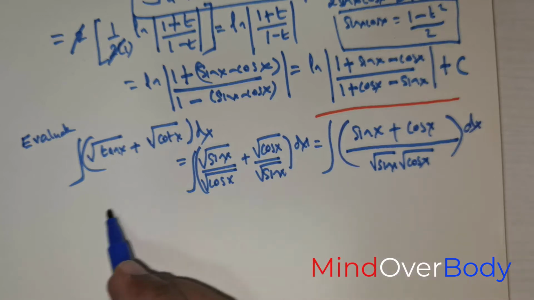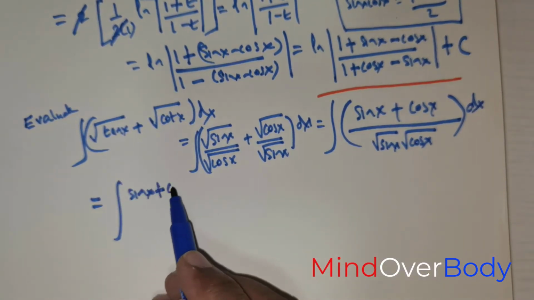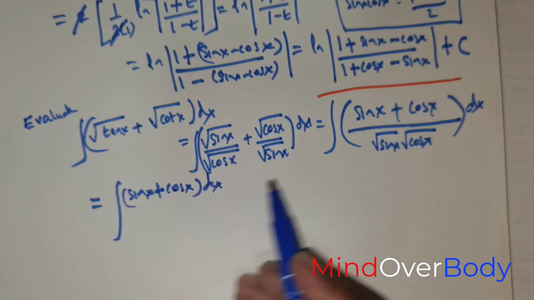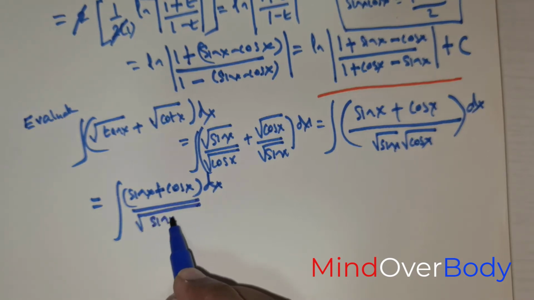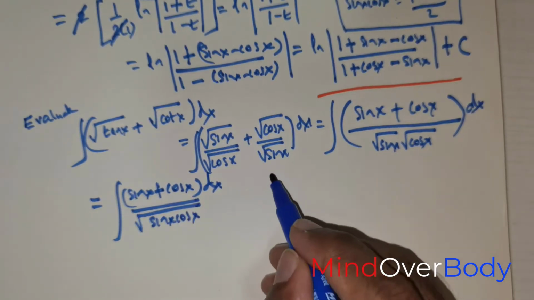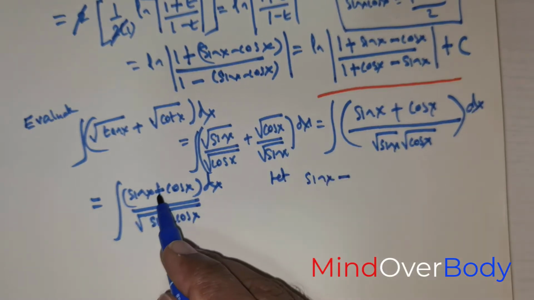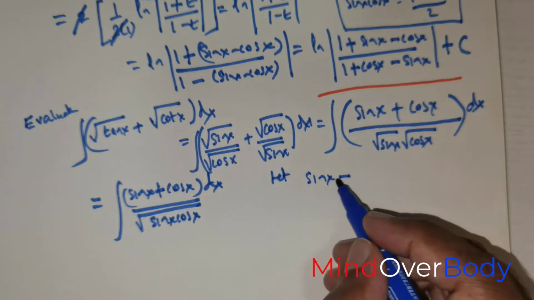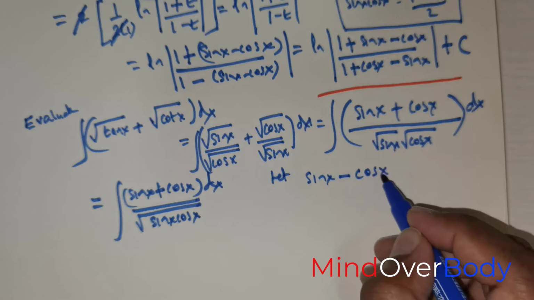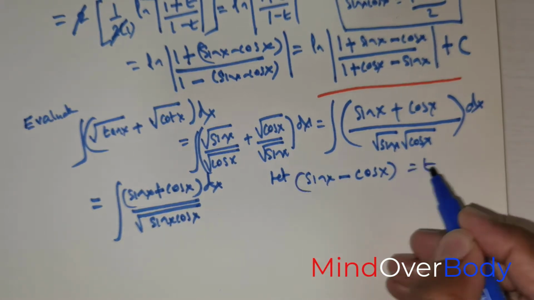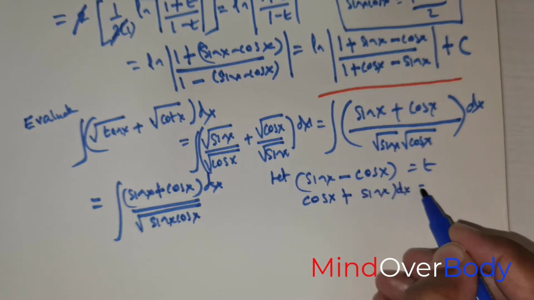Now this can be rewritten as the integral of sin x plus cos x times dx over the square root of sin x times cos x. Now I'm going to make the following substitution. Let sin x minus cos x be equal to t. So if I were to differentiate this, I get cos x plus sin x times dx is equal to dt.